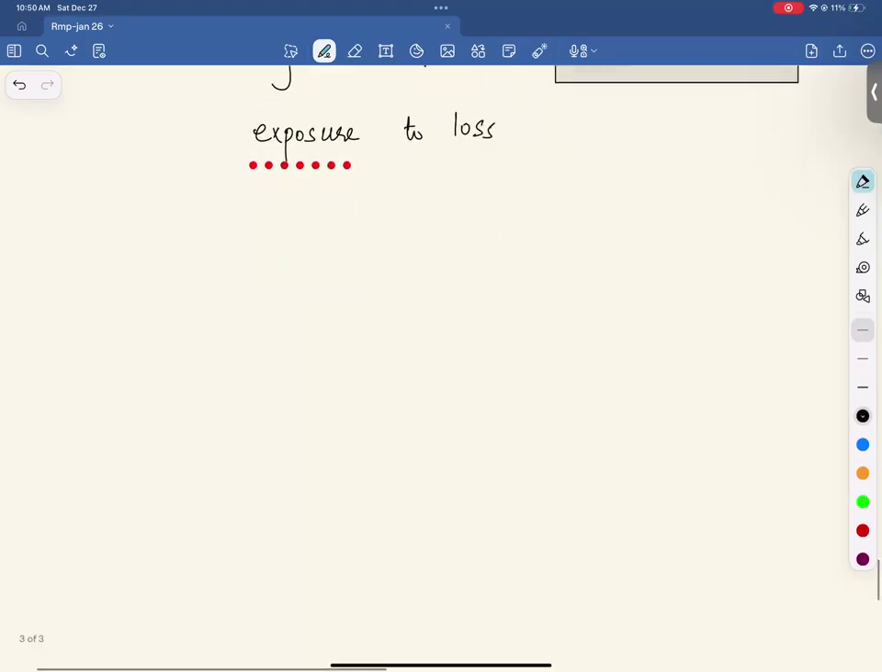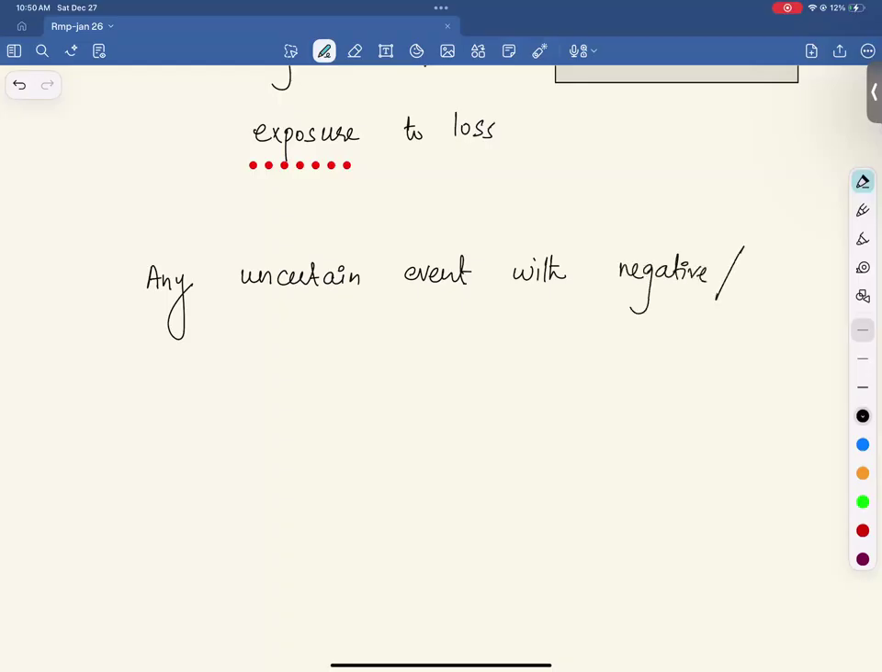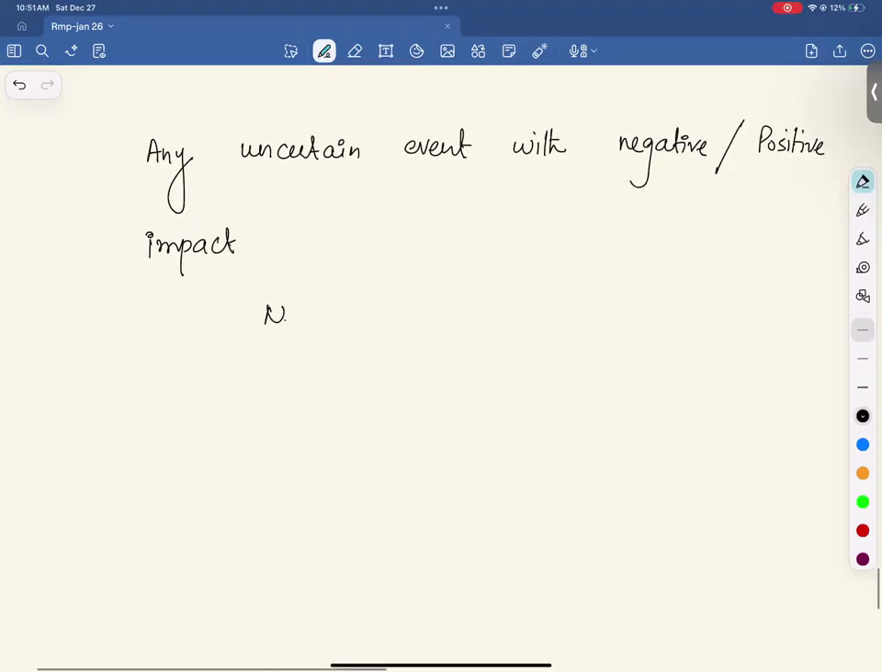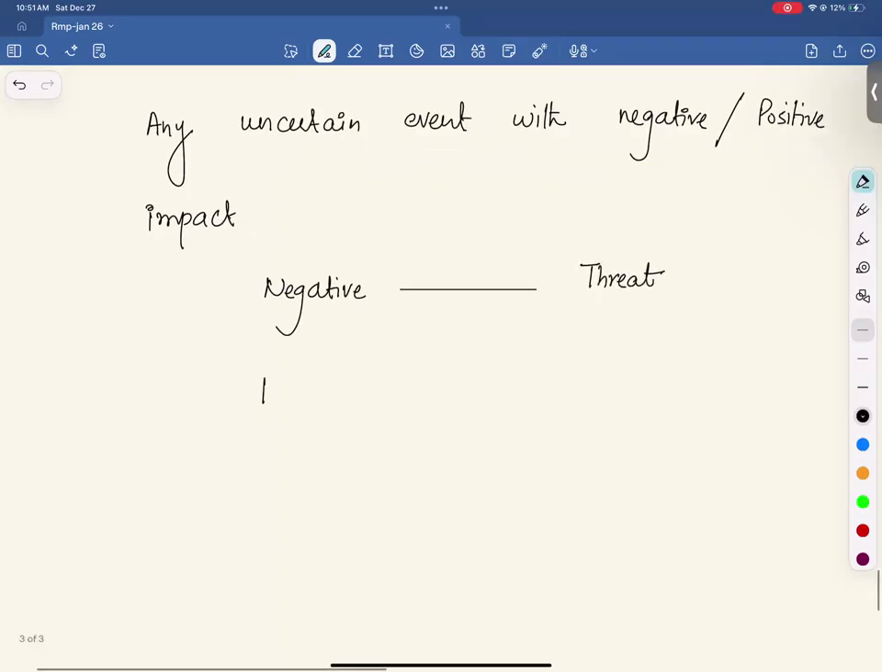So yes, risk can be divided into two different categories. First of all, the definition of risk is that risk is any uncertain event with negative or positive impact on the project. If the impact of the risk is negative, we call it a threat.